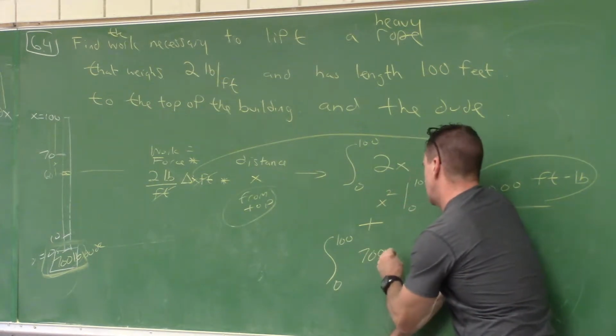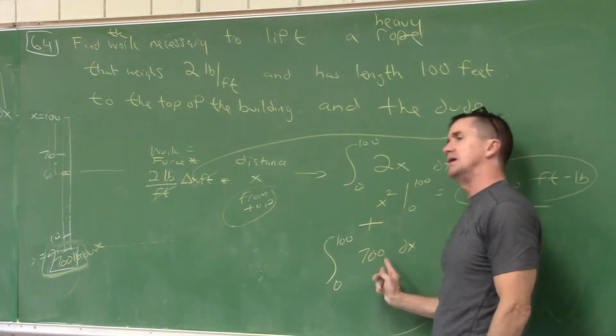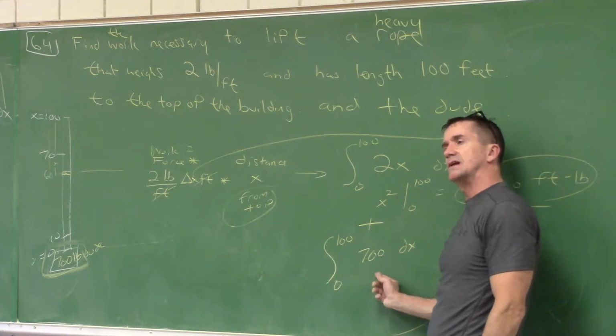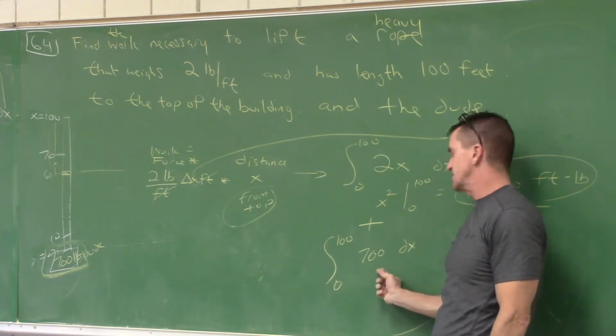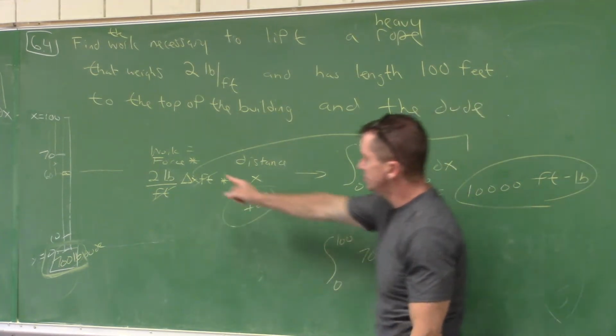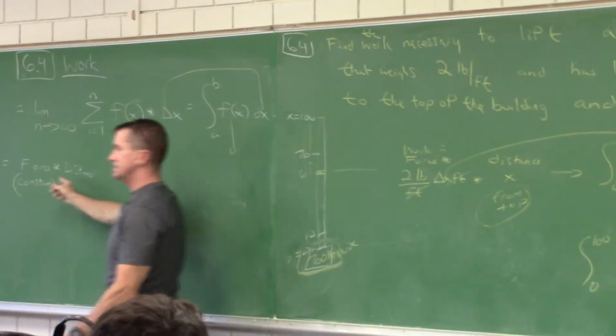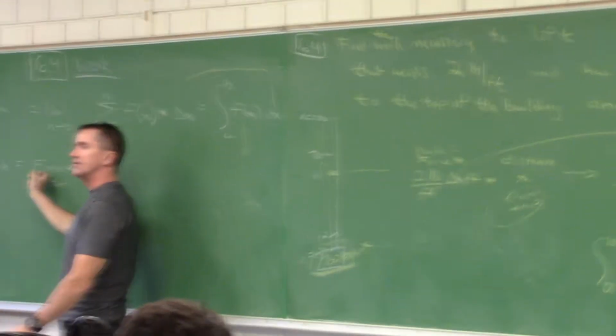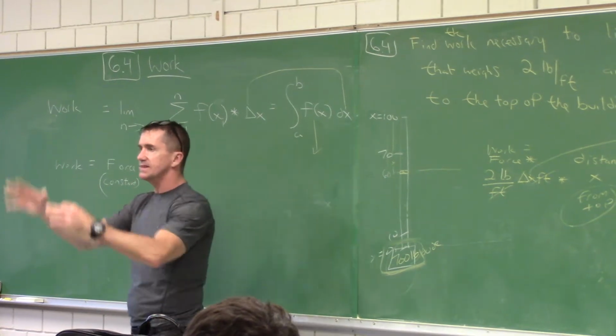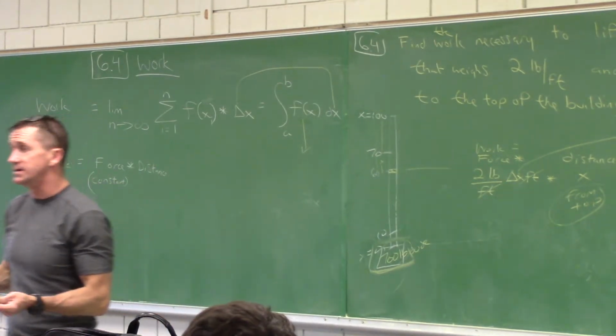700 pounds. You bet, everyone, look, I didn't put an x. Isn't that constant? In fact, some of you might even write this integral symbol. Can't you just do what? Force times distance? What's 100 times 700? Just take that and add it to the last answer. Isn't that what we can do?